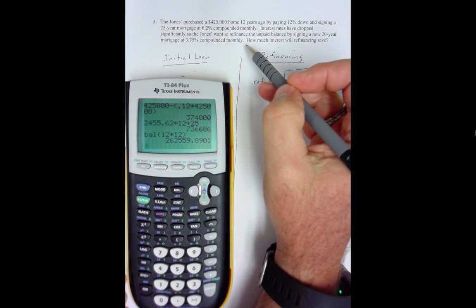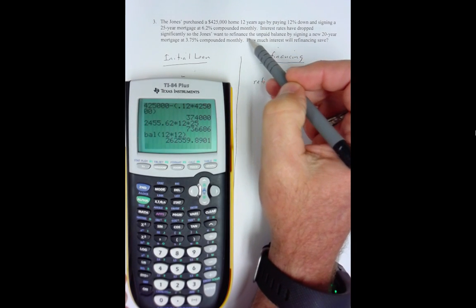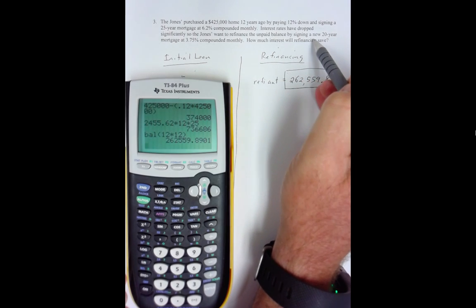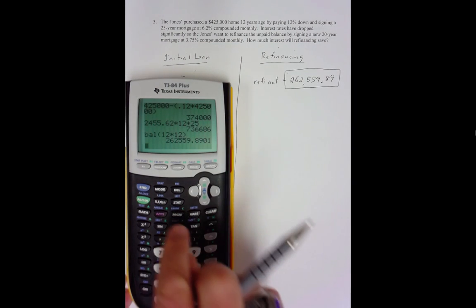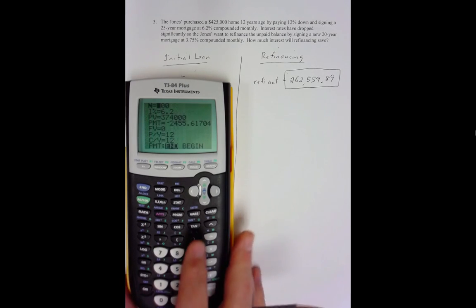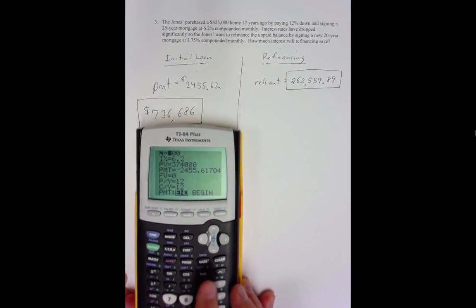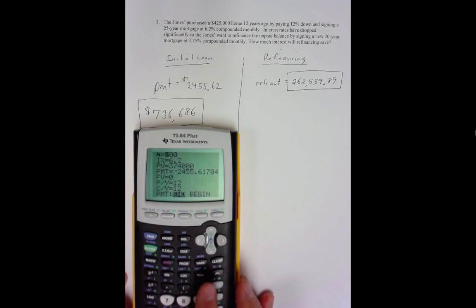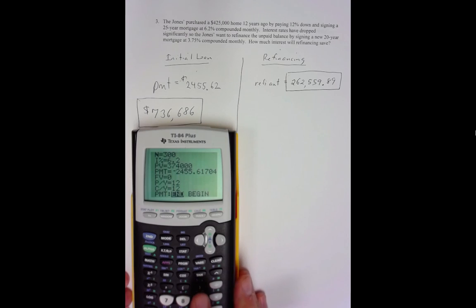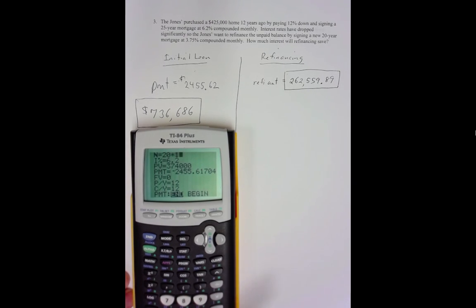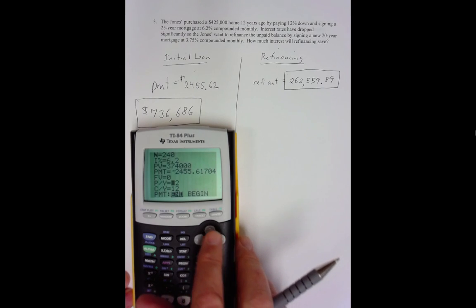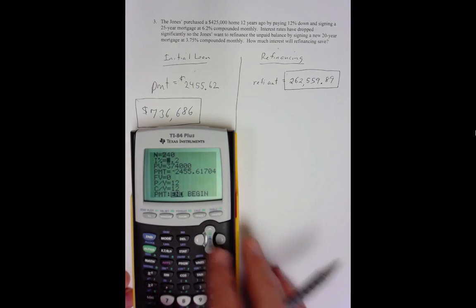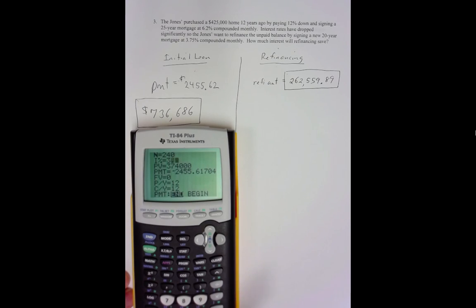And they want to refinance this amount, the unpaid balance, for a new 20-year mortgage. So let's go do that. It's the beauty of the calculator. We can get those things done very quickly. So the new mortgage is going to be for 20 years. Again, scroll down. Everything's good. The new interest rate is 3.75. The present value here is $262,559.89.